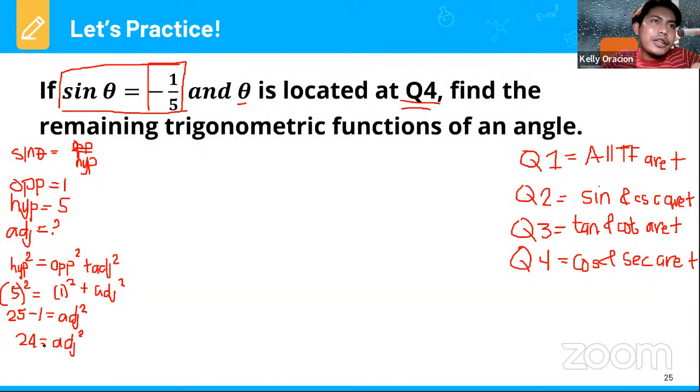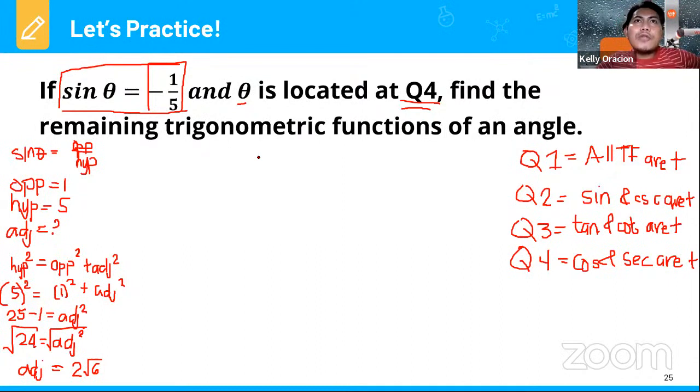What's the answer for this one? Extract the square root to find the adjacent. Our adjacent side is, I think, 2 square root of 6. Tama ba? Square root of 24, yeah, 2 square root of 6. Don't convert it to decimal, ha. This is a reminder. In this case, wag niyong i-decimal kasi baka mahirapan kayo.